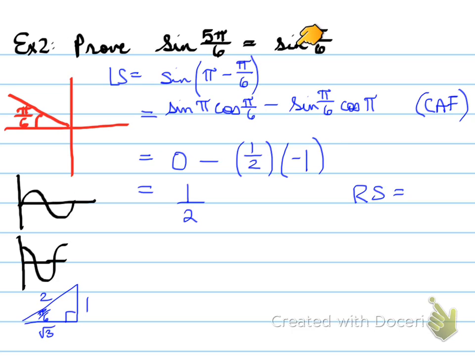Well, let's check sine pi over 6. What is that equal to? Well, on the right side, sine pi over 6 is equal to 1/2. We already see that here, 1/2. So left side is equal to right side. Why do we do this?